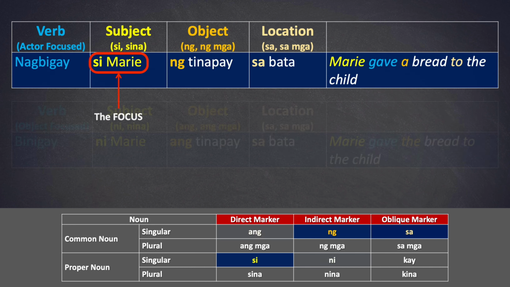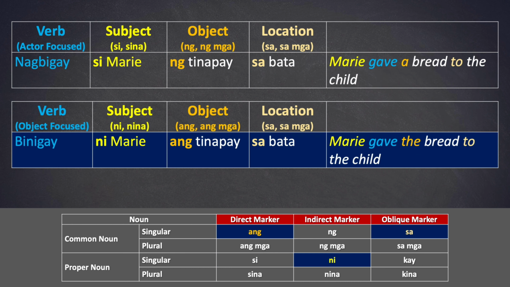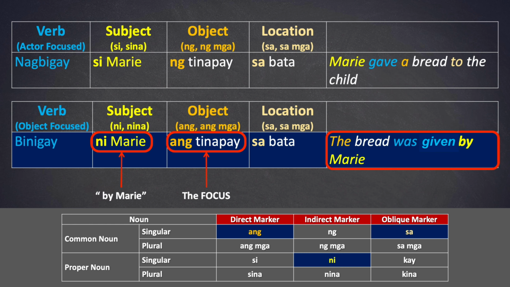In the example, binigay ni Marie ang tinapay sa bata. Marie gave the bread to the child. It is the ang tinapay, the bread, which is the focus of the sentence. Sentences with object-focused verbs are the equivalent to passive voice in English. At its core, the sample sentence means the bread was given by Marie.